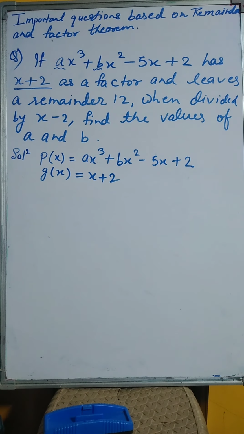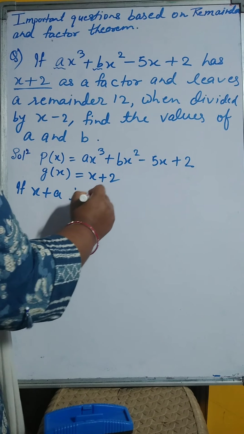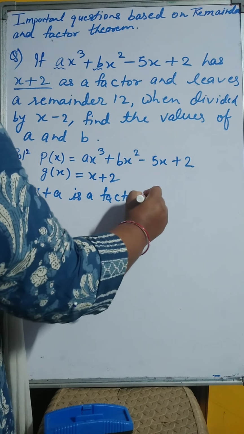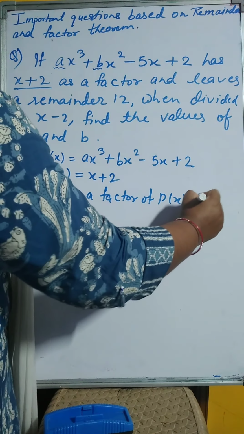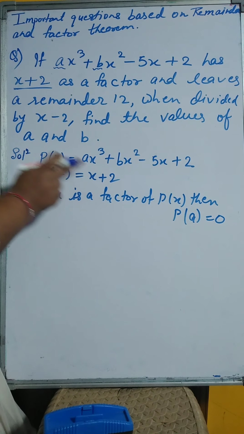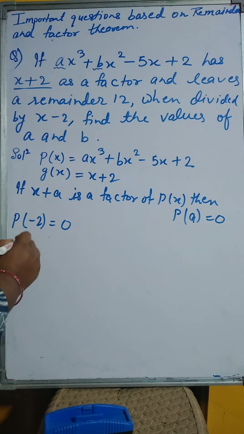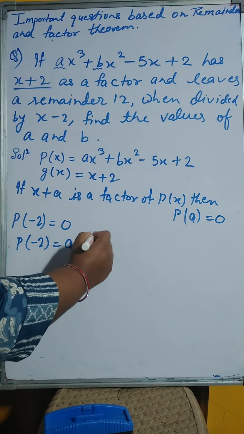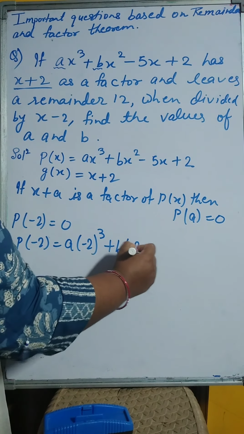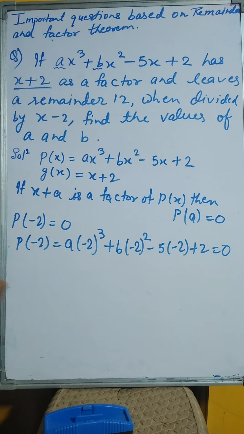In the remainder theorem we studied that if x plus a is a factor of p(x), then p(a) will be 0. So if x plus 2 is a factor of p(x), what will be 0? p of minus 2 must be 0. So let us calculate p of minus 2. In place of x we will put minus 2. So a times minus 2 cube plus b times minus 2 square minus 5 times minus 2 plus 2. It must be 0.